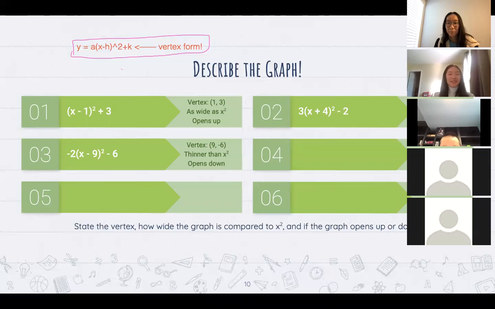If A, the absolute value, so don't think about if it's positive or negative for this. If the absolute value is bigger than 1, it's a little skinnier. If it's more than 1, then it's skinnier. My instinct keeps telling me that bigger is wider, smaller is skinnier. Yeah, that's why it's hard.